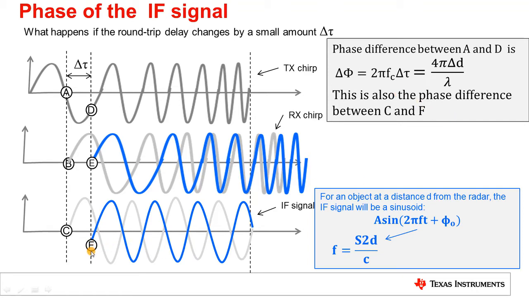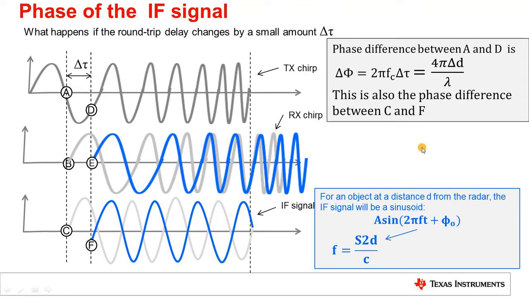So the change in phase of the IF signal, when the object moves by delta tau, is given by delta phi equals 2 pi fc delta tau, which I can also rewrite in terms of the corresponding change in the distance to the object delta d as 4 pi delta d by lambda, where I have used the fact that delta tau is equal to twice the change in the distance divided by the speed of light, and the wavelength is equal to the speed of light divided by the frequency fc.